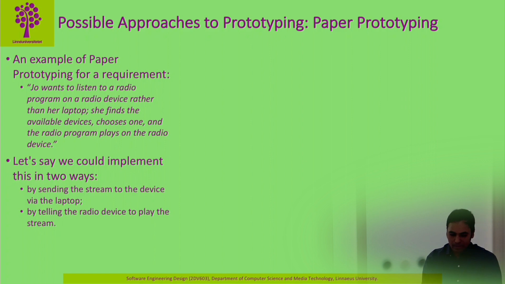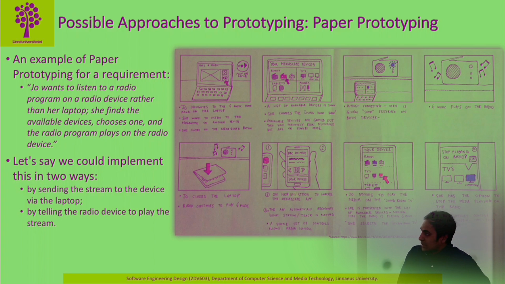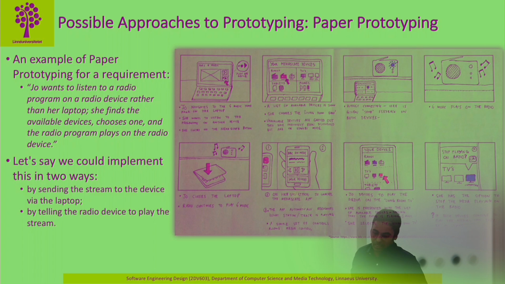So how would the prototyping look for this kind of scenario? This is a simple example. This was basically a case study from the BBC, and they found that this kind of paper prototyping helps a lot to develop systems and system requirements. In the first picture, Joe navigates to the home page and selects a button called Media Escape. The name of the application was Media Escape. So she selected the button.